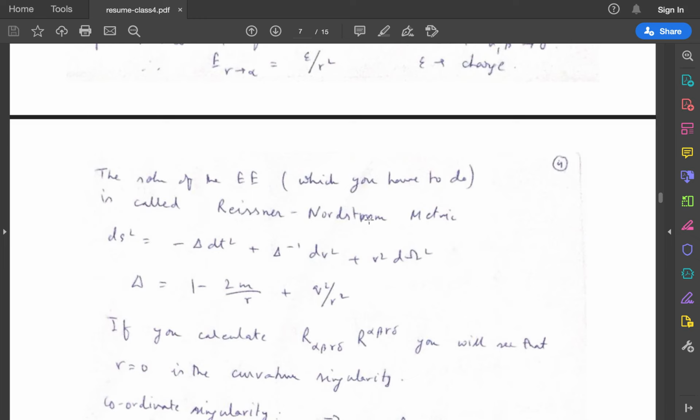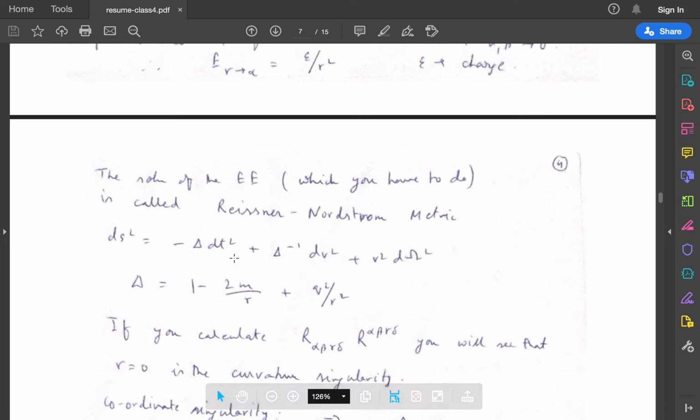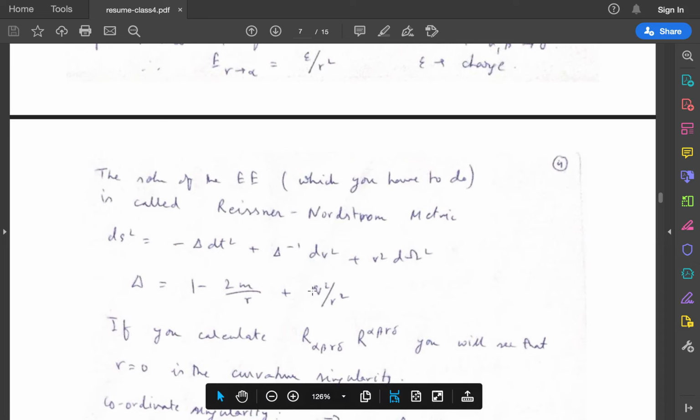which is known as the Reissner-Nordstrom metric. It is given by ds square equal to minus delta dt square plus delta inverse dr square plus r square d omega square, where delta is 1 minus 2m by r plus q square by r square. Sorry, q is the charge. This q is this epsilon. Sorry about that, I changed the coefficients, but epsilon equals q. Just remember that. This metric depends on the so-called mass of the black hole, the radius, and the charge.